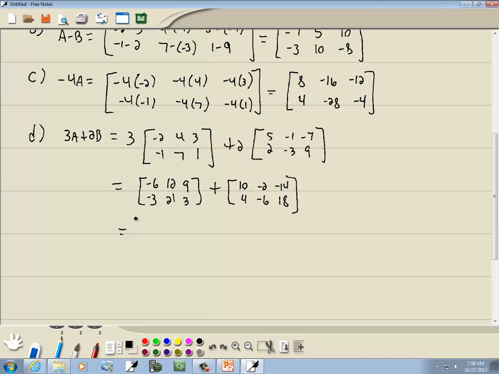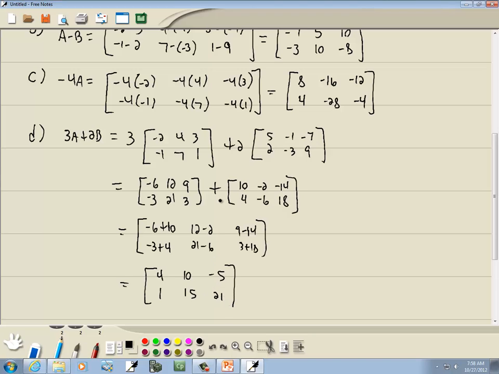Well, now we're going to add together the corresponding entries. So we've got -6 plus 10. We've got 12 minus 2, 9 minus 14, -3 plus 4, 21 minus 6, and 3 plus 18. -6 plus 10 is 4. 12 minus 2 is 10. 9 minus 14 is -5. -3 plus 4 is 1. 21 minus 6 is 15. 3 plus 18 is 21.